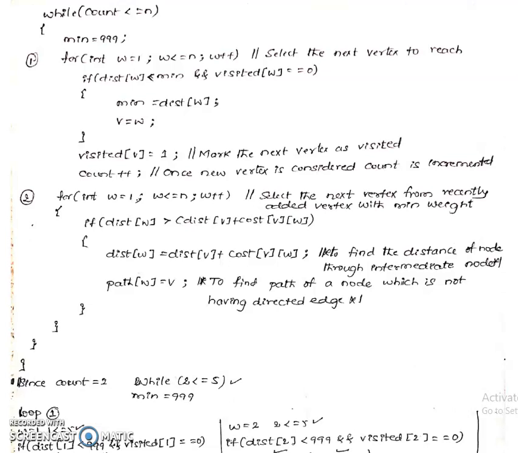Welcome back, students. Now what we are going to learn here is the next step: while count is less than or equal to n. Initially count is initialized to 2, so 2 is less than or equal to n. This condition will be true. Okay, then minimum is equal to 999.